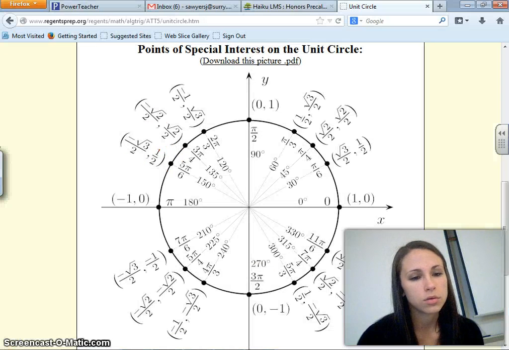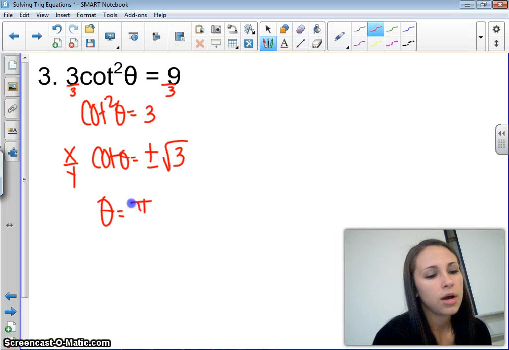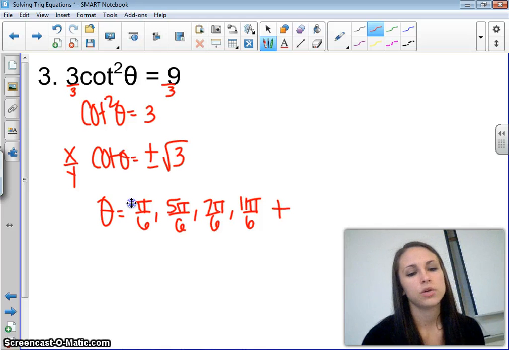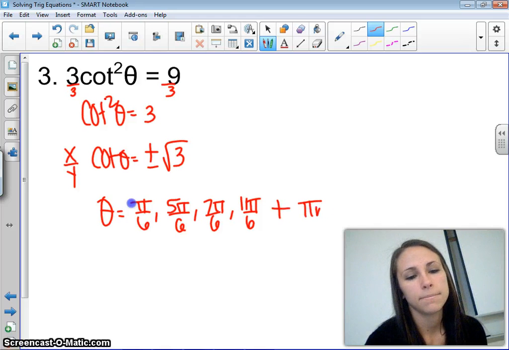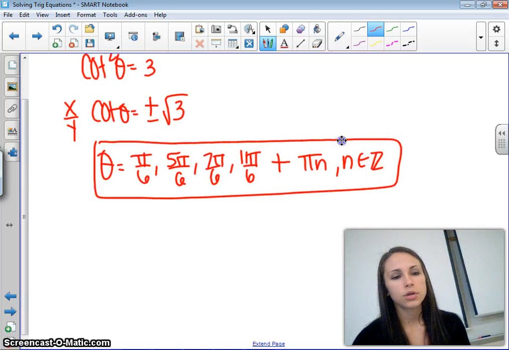Let's look at our unit circle. Okay, so if I do x over y here, at pi over 6 if you try that out. And so all of my pi over 6 angles are going to work. So pi over 6, 5 pi over 6, 7 pi over 6, and 11 pi over 6. And to each of those, I'm going to add multiples of pi. So pi n, where n belongs to the set of integers. And so this would be my final answer there. So these last three are really no different than the first three except for what you add on the end.